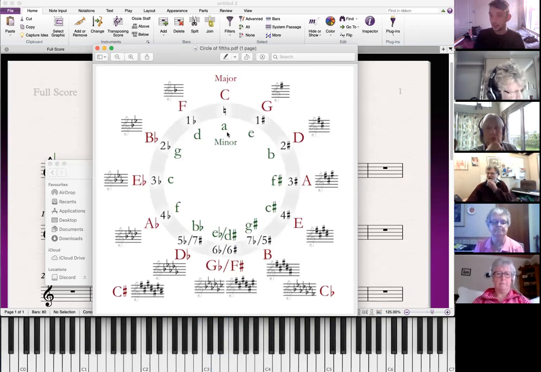You can see that scale uses the same notes as C major. I'll give you another example, okay? So let's do G. So the scale of G major, you can see that G major uses an F sharp in its key signature and in its scale. Now you'll see that the relative minor to G major is E minor.